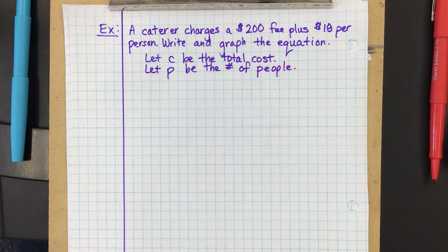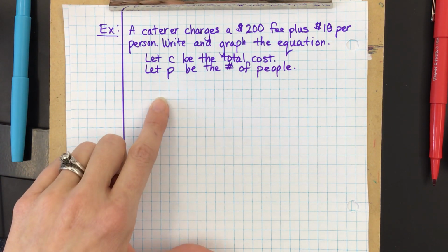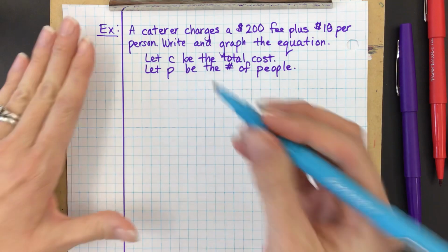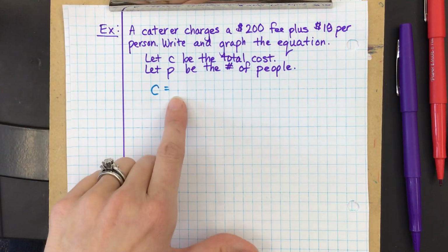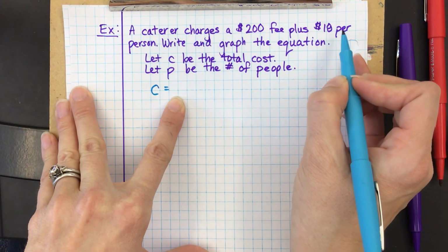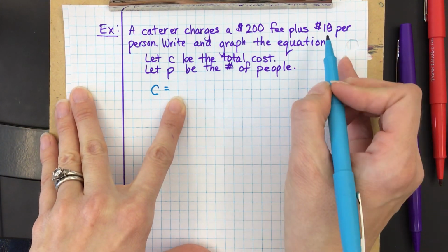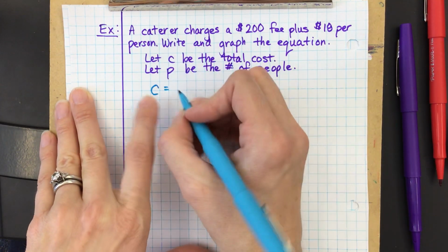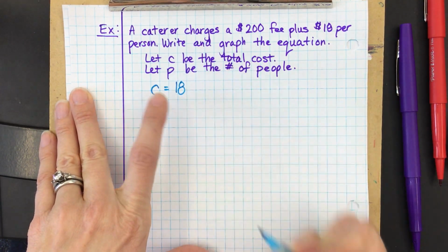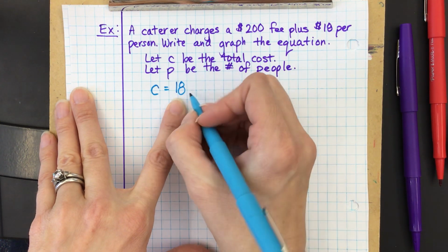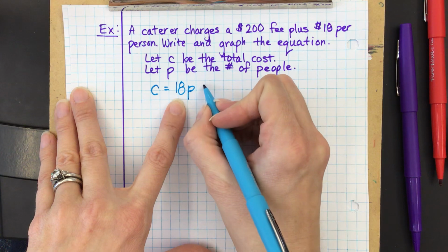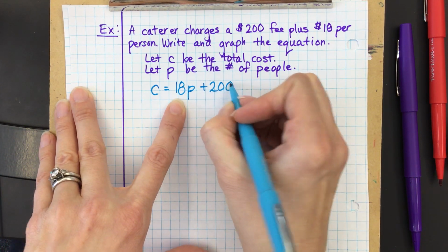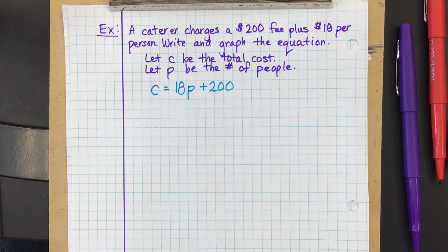Okay. Well, again, we have that frame. We want the total cost, whatever the total is. In this case, it's cost. So we're going to have C is equal to. Now we need our rate. Anytime you see per, that usually indicates rate. It's $18 per person. So we're going to do 18 times the number of people, which we don't know yet. And then we did have that one-time fee of $200. So this is what our equation looks like.